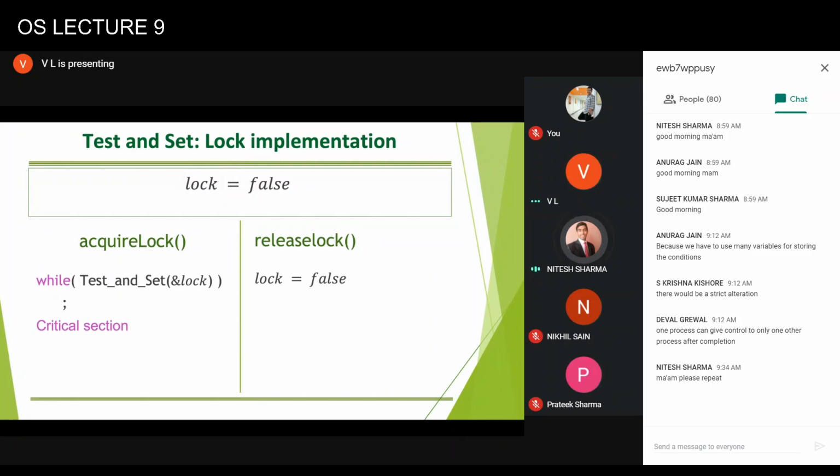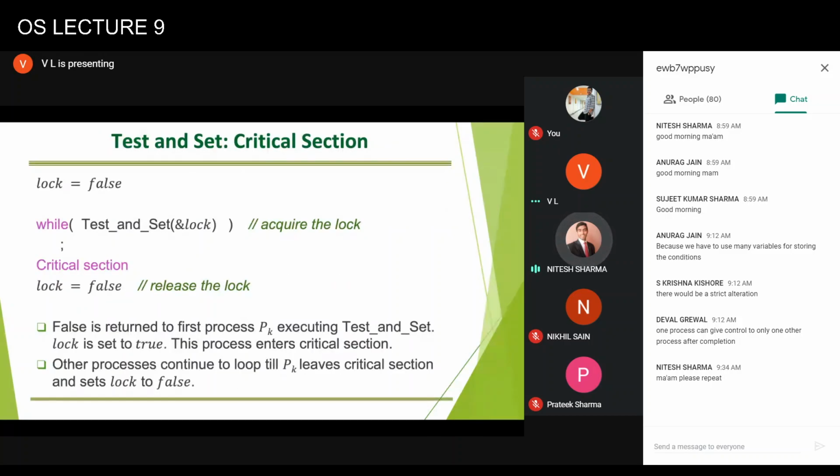Yes, ma'am. But I want to look at the code, because what is written here and what you are saying are not relatable.